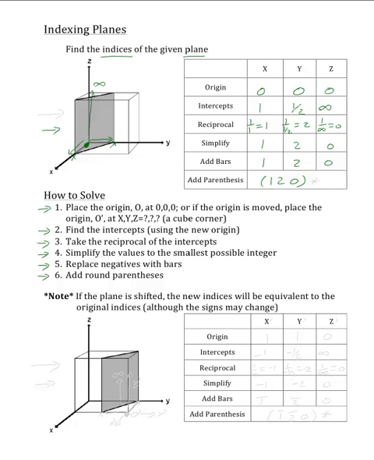Now I wanted to point out that if the plane is shifted, the new indices will be equivalent to the old ones. So this plane, which is the same as the first plane shifted to the right, should have the same indices as before. So to solve for these indices, we will first choose the origin. Like before, we will choose the cube corner which is closest to the plane. So I will pick the new origin O' to be right here at 1, 1, 0.